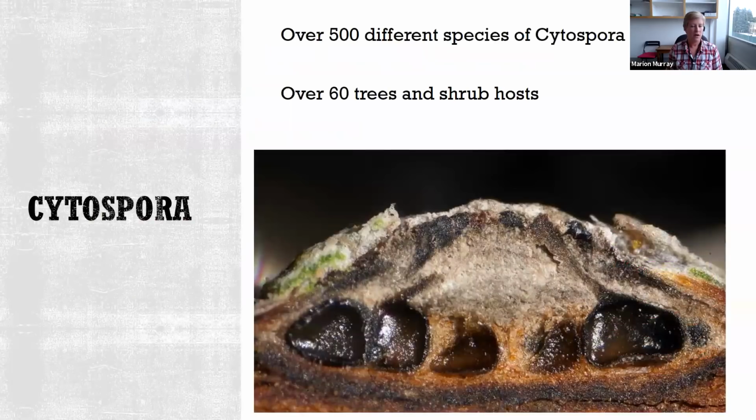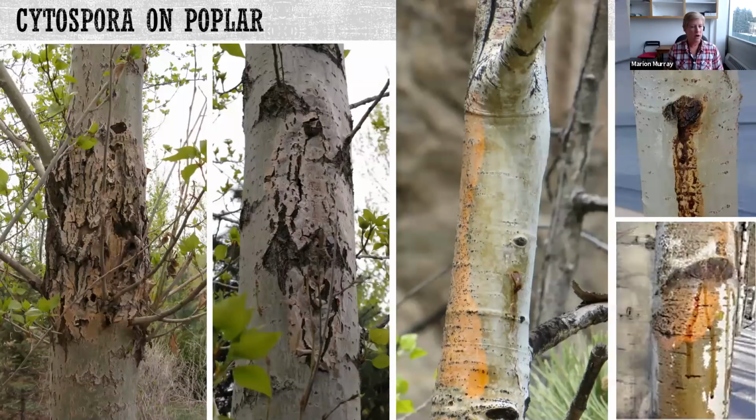All right. Okay, so now I'll switch gears to talk about some specific cankers. Cytospora is the first one, and it's a fungus. There's actually over 500 different species of Cytospora, and over 600 trees and shrub hosts are susceptible. So, some examples of the more common host species we see it on: poplar, and that includes aspen, Lombardy poplar, and the hybrid poplars.